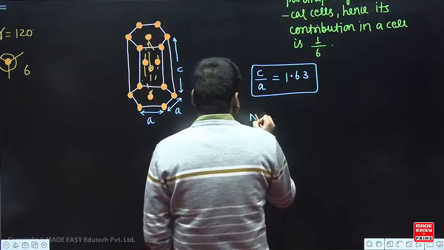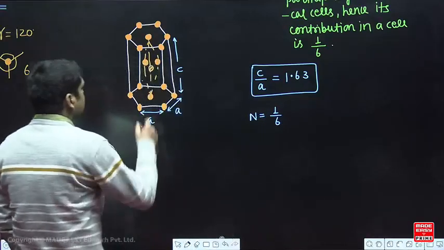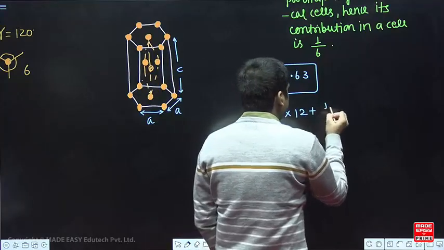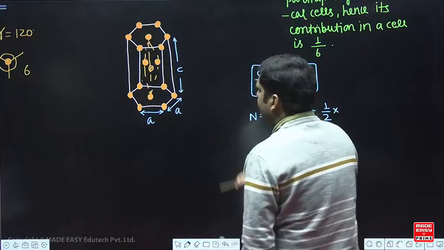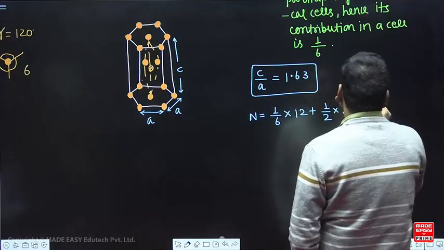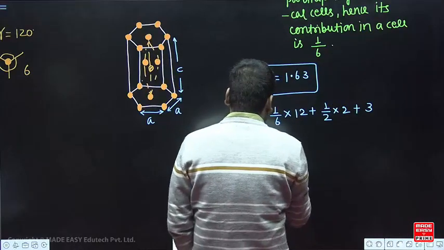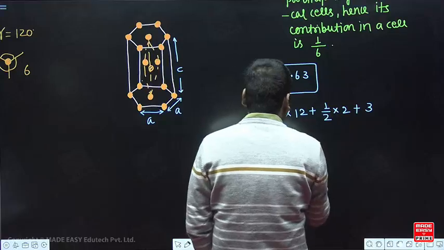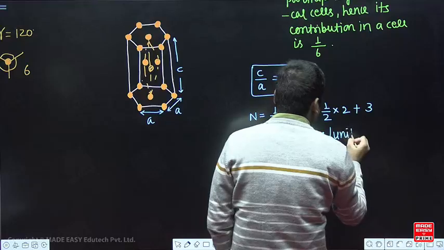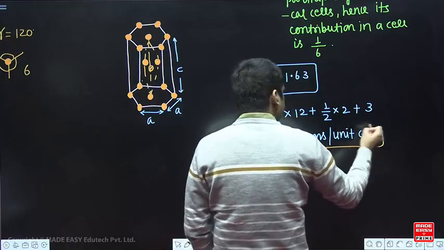Now if I calculate the effective number of atoms, so 1 by 6 for each corner atom. How many corner atoms are there? 6 top, 6 bottom. So there are 12 corner atoms, plus 1 by 2 into face. How many face atoms are there? 1 top face, 1 bottom face, 2, plus 3 atoms are inside, these 3 which are inside. So we have effectively N is equal to 2 plus 1, 3, plus 3, 6 atoms per unit cell. This is the value of N.